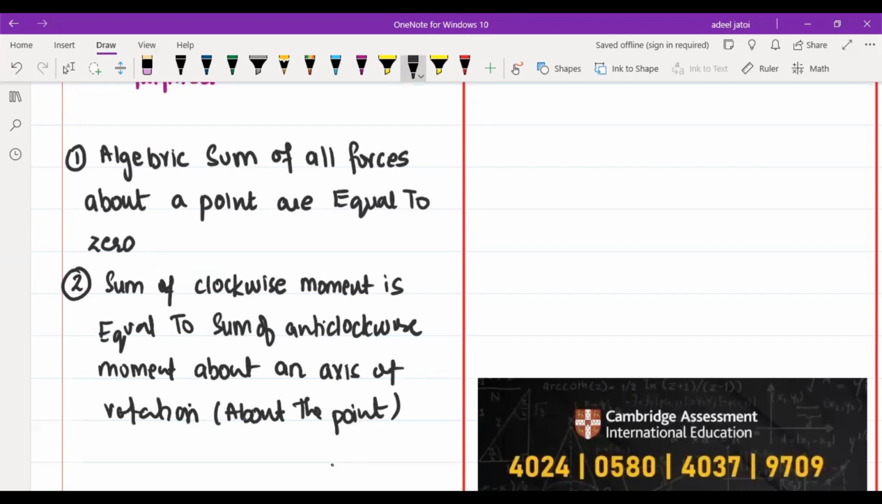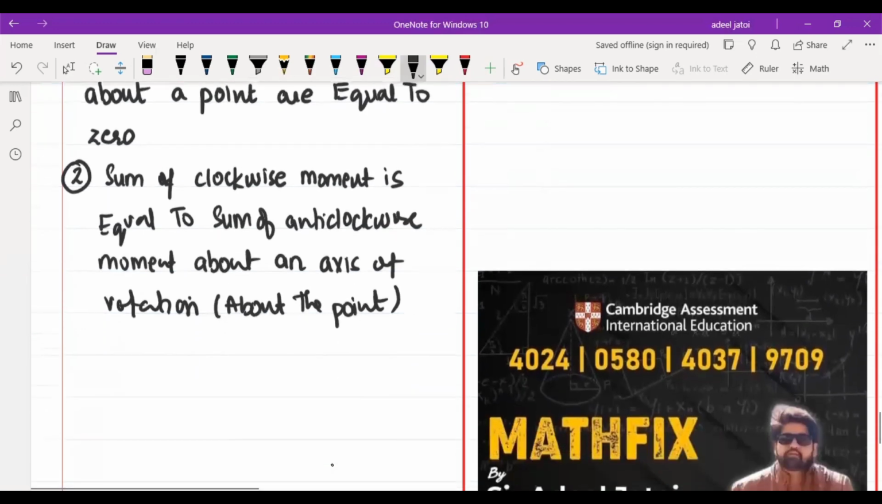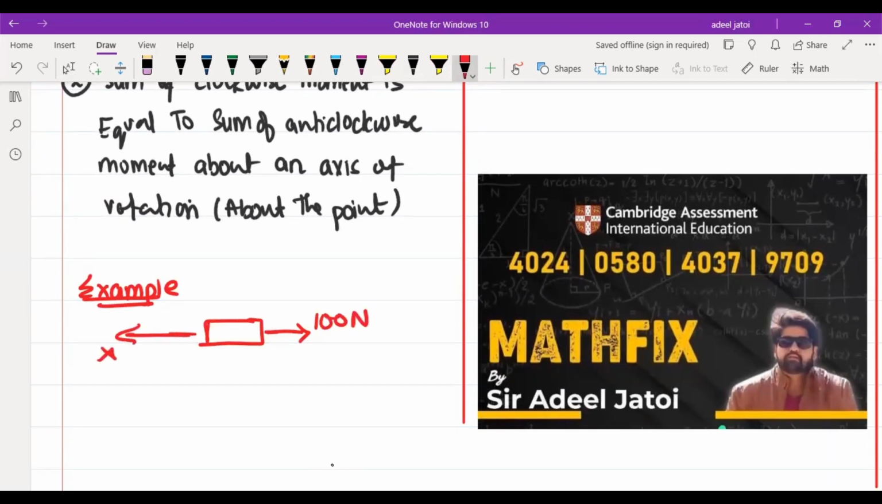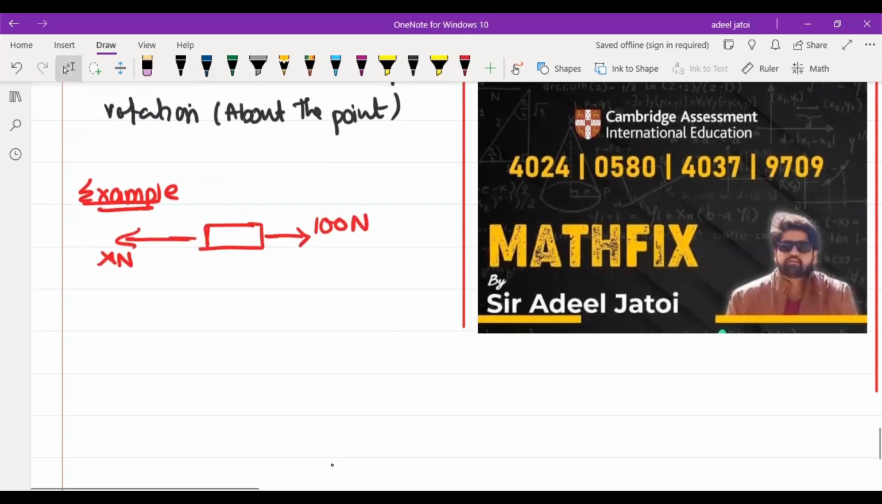So whenever we have equilibrium, we'll always say that the summation of horizontal forces should be equal to 0, or the summation of vertical forces to be equal to 0. An example of this: let's say there is an object and there is a force of 100 Newton applied on the right hand side, and a force of x Newton on the left hand side, and the question says it is an equilibrium.